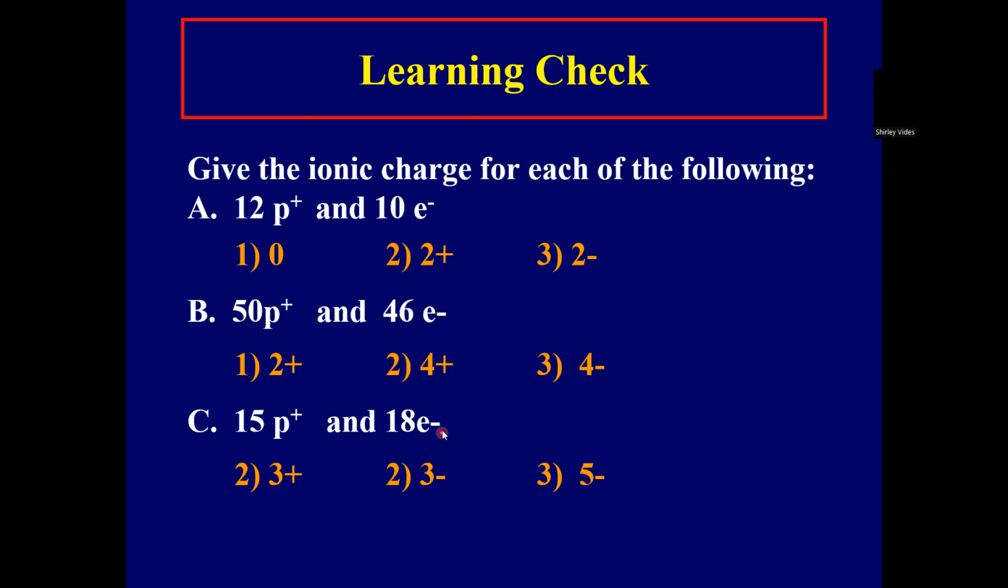Now look at this. This one doesn't match what we were learning, but you can still figure it out because positive and negative. So now you're going to have a surplus of negatives. Therefore, it's going to be 3 negative. All right. And that's how that works.